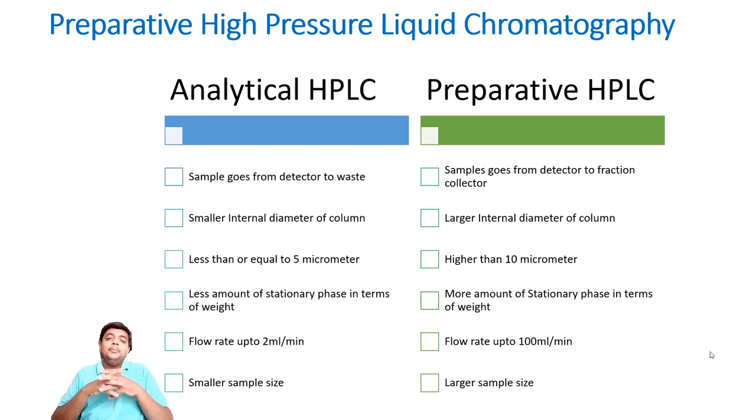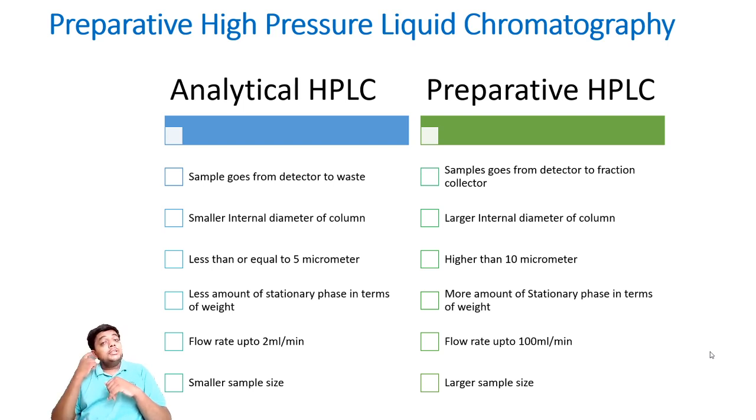If the internal diameter of the column is quite small, it is analytical HPLC. When it has a larger internal diameter, it is related to preparative HPLC. And these diameters are for the column, and they are internal diameters. If the particle size of the stationary phase is less than or equal to 5 micrometer, then it is analytical HPLC. But if it is higher than 10 micrometer, then it goes to preparative HPLC.